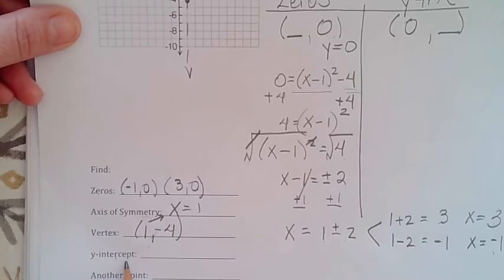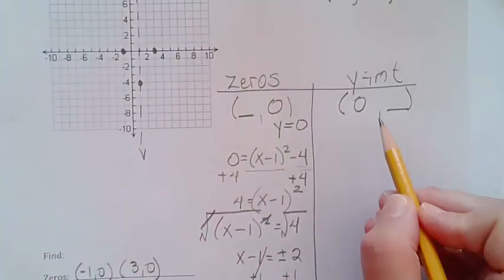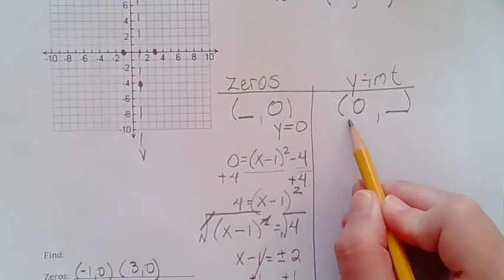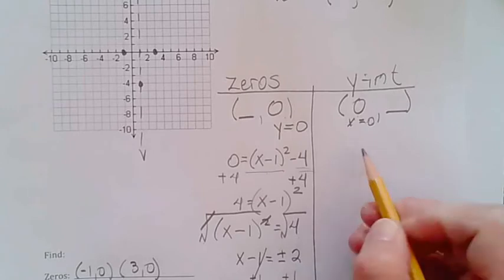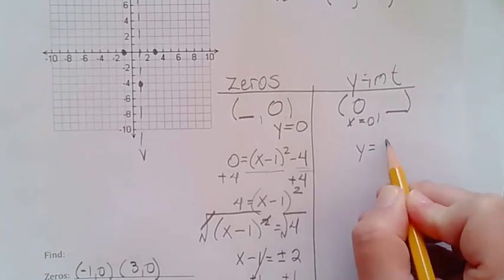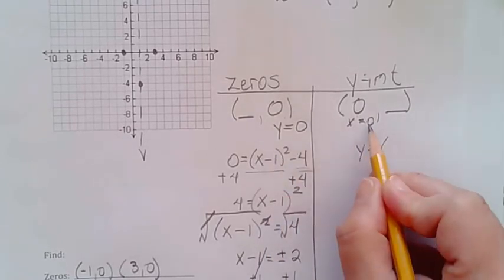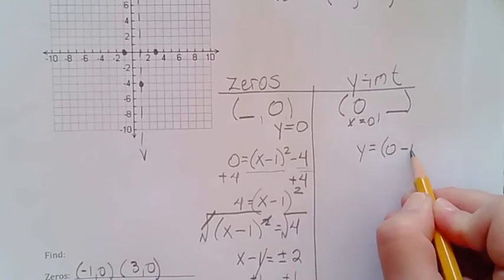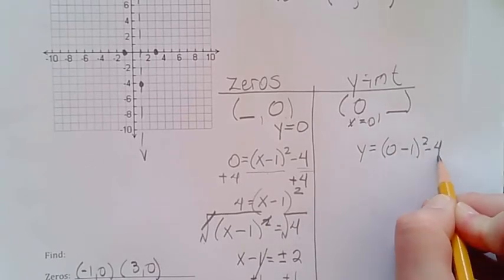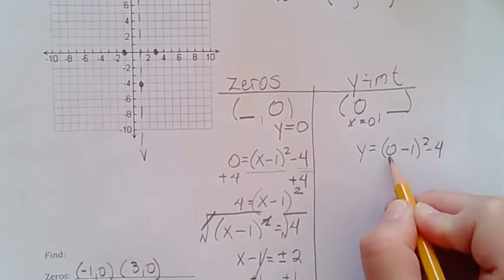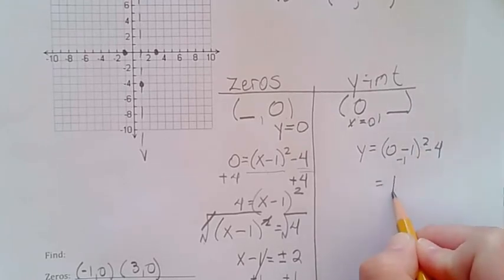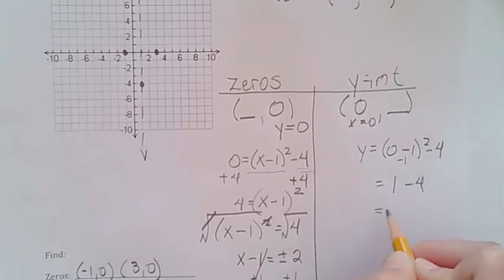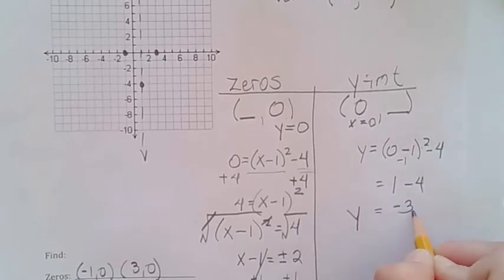Next up is this y-intercept. This is how I'm going to find it. In the y-intercept, the x-coordinate is equal to 0. So I'm plugging 0 in for x. That's going to be y = (0 - 1)² - 4. Well, 0 - 1 is -1. -1 squared is positive 1. Minus 4 is -3. So y is -3.